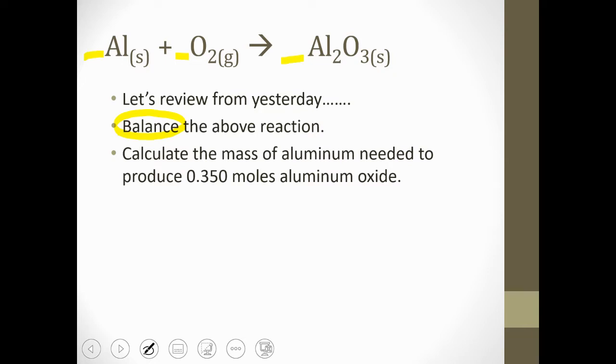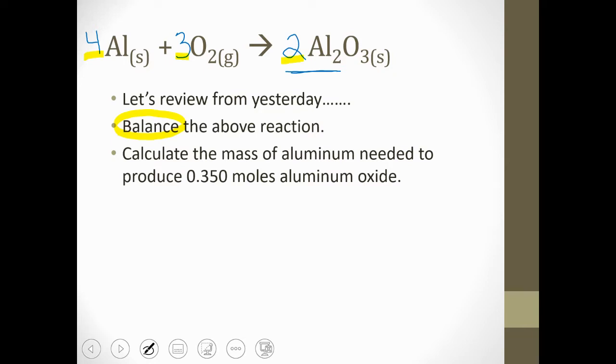So to balance this reaction, I noticed that the aluminum's by itself, so I'm going to just leave that till last. I'm going to start with the oxygen this time. I have 3 on one side, 2 on the other. Least common multiple is 6. So I'm going to put a 2 right here so that I have 6 oxygen on the right. I'm going to put a 3 right here so that I have 6 oxygen on the left. That gives me 4 aluminum, so I'm going to put a 4 in the front of there. And my coefficients for this balanced reaction are 4, 3, 2.